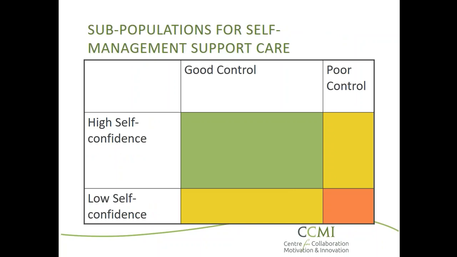So when we think about population management and segmentation, this is a very simple tool that was developed by CCMI. We're still in the process of validating it, but it worked in the trials that we've used it in. It's worked very well and helped clinicians think about how to help patients with self-management support. So the two factors here are patient control, which could probably be clinical control of their condition, and confidence. Across the top, we have good control and poor control. We have high self-confidence and low self-confidence on the y-axis. And so what goes inside those boxes there?